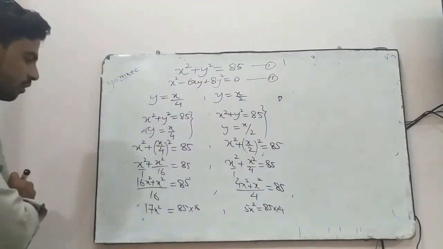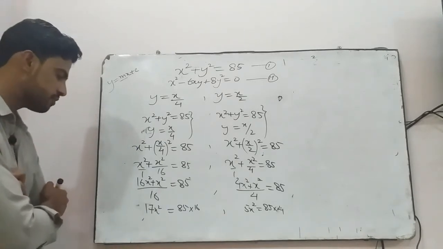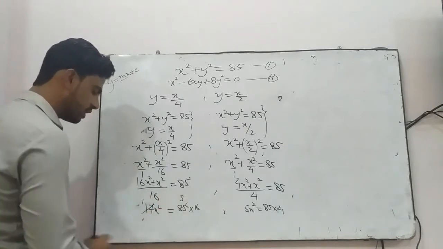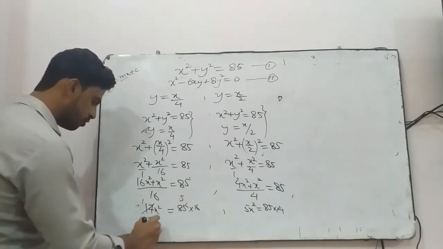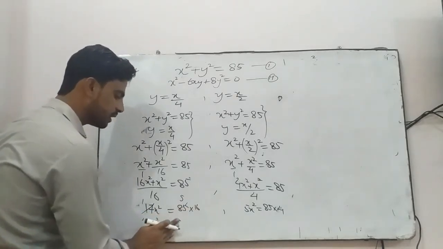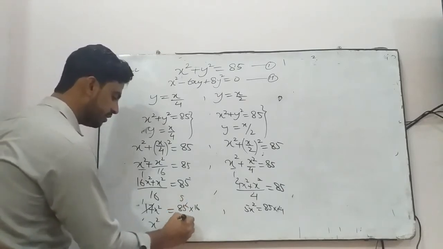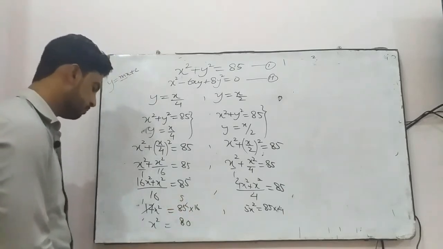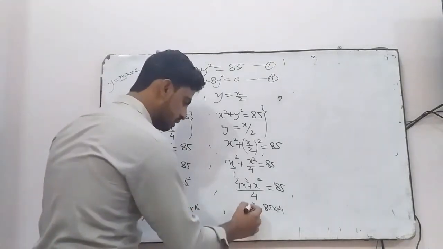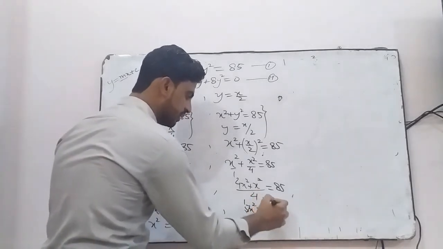The table of 17 on 85: 5 times, it would work only 5 times. So x² is equal to 5 into 16. So it would become 80. Now solve this: 1 time, 17 on the other side.